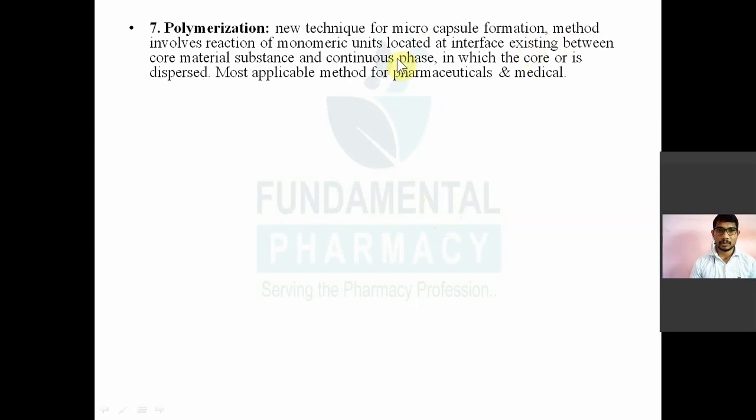The method involves reaction of monomeric unit located at interface existing between core material substance and continuous phase. है ना, आपने जो पॉलीमर का सॉल्यूशन बनाया, वो हो गया आपका एक कंटिन्यूस फेज. उसमें आपने कोर मटेरियल, जिसका भी कोटिंग करना है, वो डालना है. उसके बाद वहाँ पे टू फेज सिस्टम बनेगा. कोर अलग होगा और कंटिन्यूस फेज. तो दोनों के बीच में जो इंटरफेस है, वहाँ पे कुछ पॉलीमर मॉलिक्यूल जाके बैठेंगे. तो पॉलीमर मॉलिक्यूल का पॉलीमराइजेशन करना है आपको. That is nothing but polymerization, and this is the most applicable method for pharmaceuticals and medical.